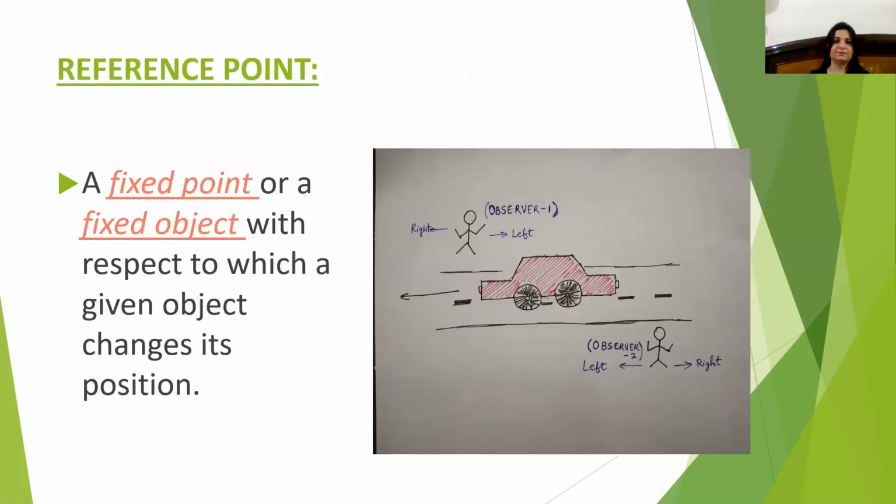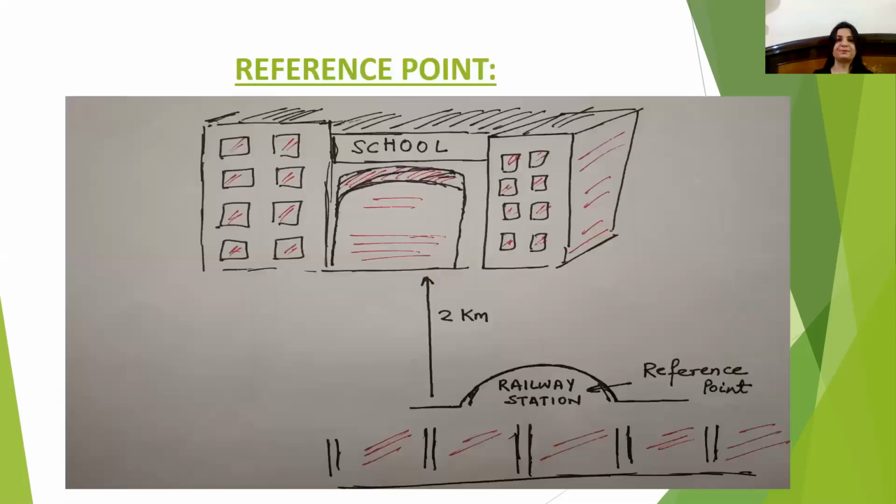So a reference point is a fixed point or a fixed object with respect to which a given object changes its position. Fixed point or a fixed object. So we fix an object, we fix a point, and we call that the reference point, with respect to which the given object changes its position.